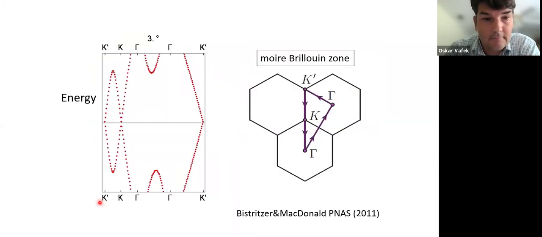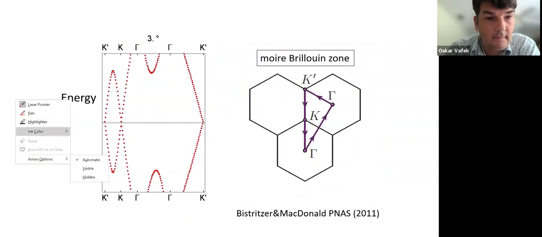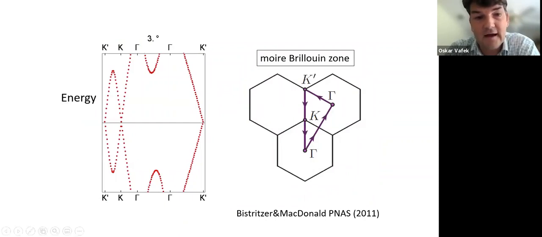Let's see. So this movie on the left is supposed to illustrate this effect in a more realistic calculation. We're going to plot the dispersion of the Bistritzer-MacDonald model along this particular path in the moiré Brillouin zone, and start with a large angle that is away from the first magic angle. And of course, as we make the angle smaller, the moiré period increases, and so the Brillouin zone gets smaller. But just to illustrate this better, I'm going to continuously rescale the size of the Brillouin zone so that this x-axis will stay fixed.